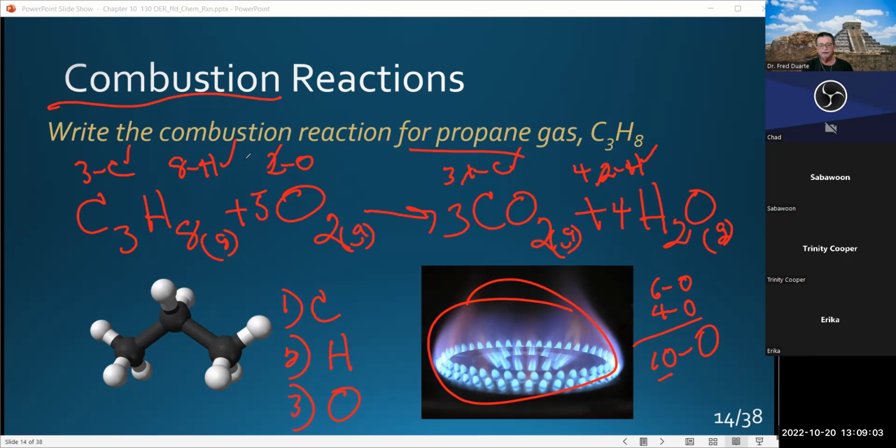And what that does is that picks up our oxygen content to 10. And so now we have a balanced chemical reaction. One propane requires 5 molecules of oxygen, which produces 3 molecules of carbon dioxide and 4 molecules of water. Okay. You can see here that one propane takes up quite a bit of oxygen.